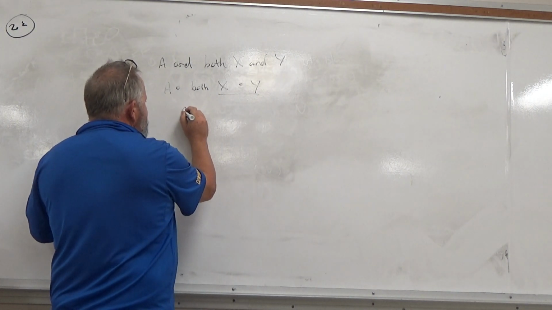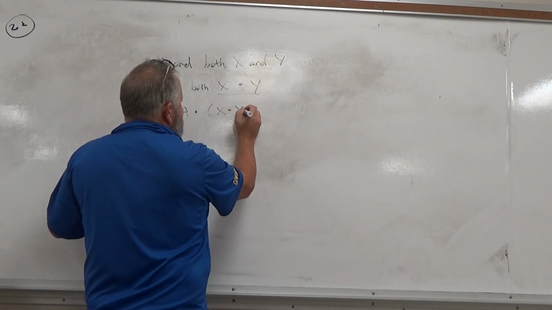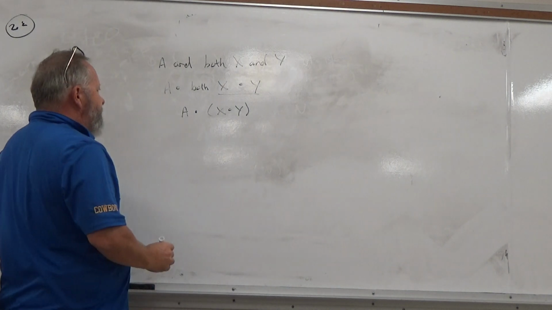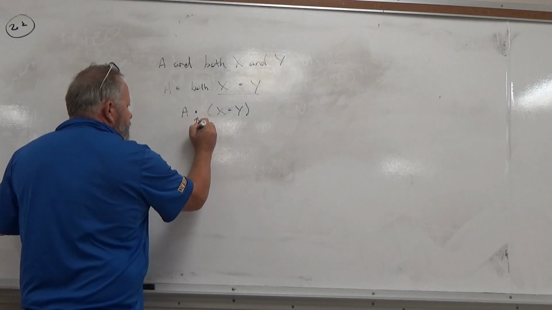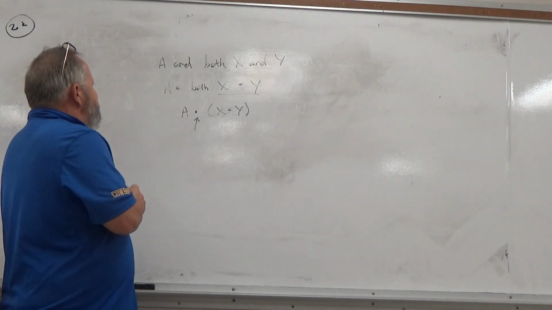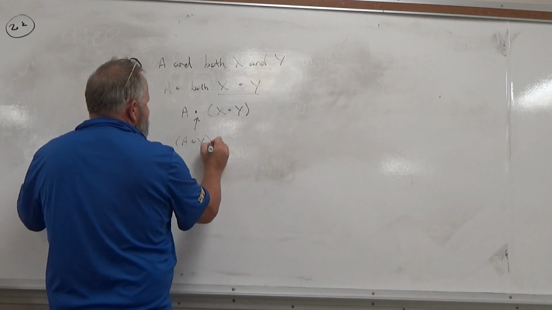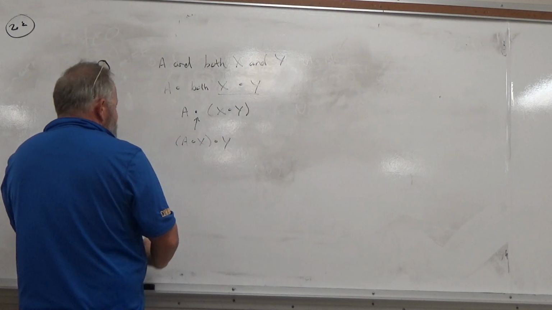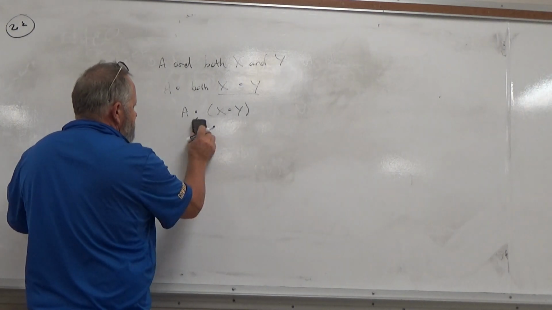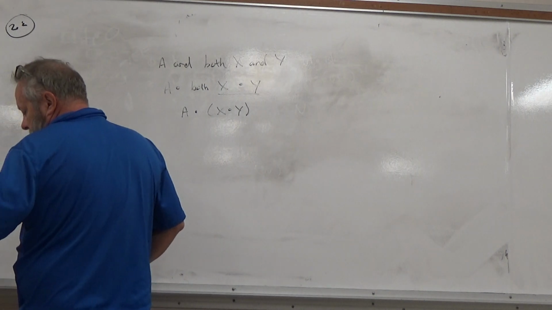So the proper way to write this would be A and (X and Y) with these things in parentheses. So the main logical operator would be the first conjunction. Does everybody understand that? And to have written it this way, (A and X) and Y, would not be the proper way to write it. Okay? All right, so that was 7.